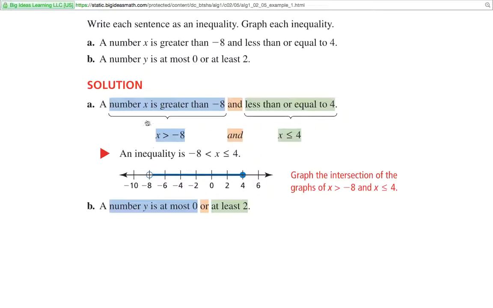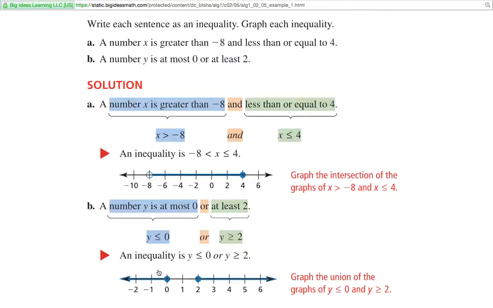Same thing for letter B: a number y is at most 0 or at least 2. Okay, so at most 0, there you go. Or y is greater than or equal to 2, at least 2 or more. So this is going to be an or statement, so we're going to be going two separate directions. There we go. Notice closed circle, opposite directions.